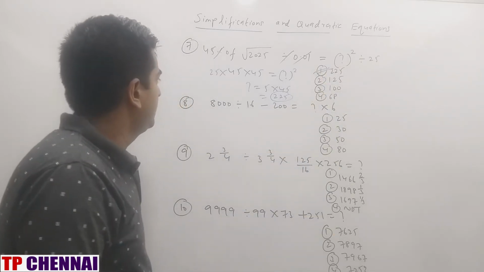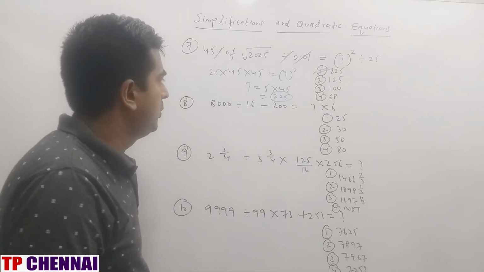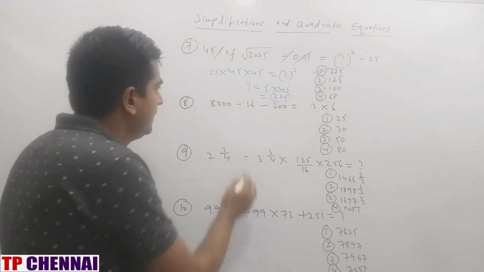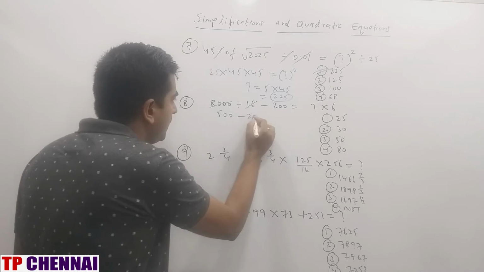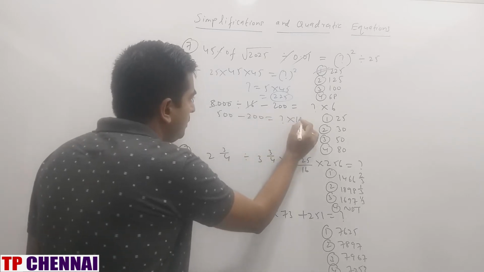Next one, 8000 divided by 16 minus 200 is equal to question mark into 6. Divide this number directly. 16 5s are 80. 500 minus 200 is equal to question mark into 6.